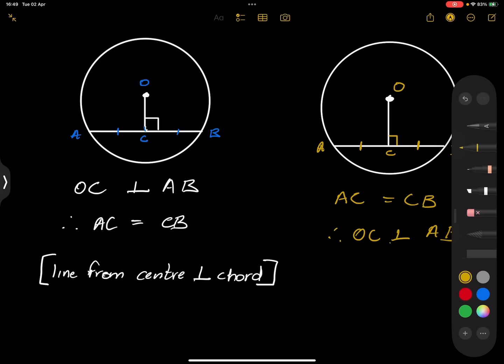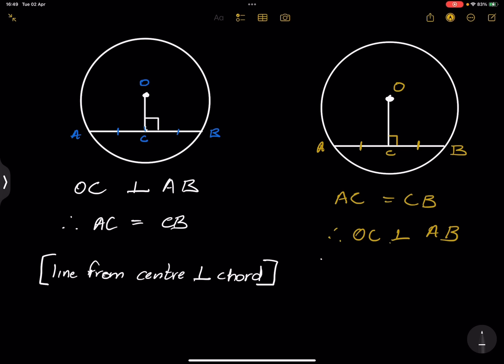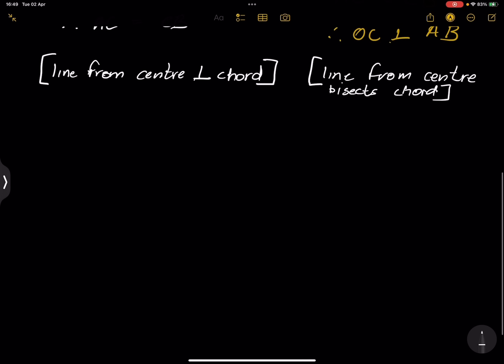Now note, how do we state this reason? In this case, we say this is the line from center, and this time we say bisects the chord. All right, so that is how we're going to state theorem 1. Very easy. And please note the first 3 theorems have to do with the center. Now let's look at the second one.